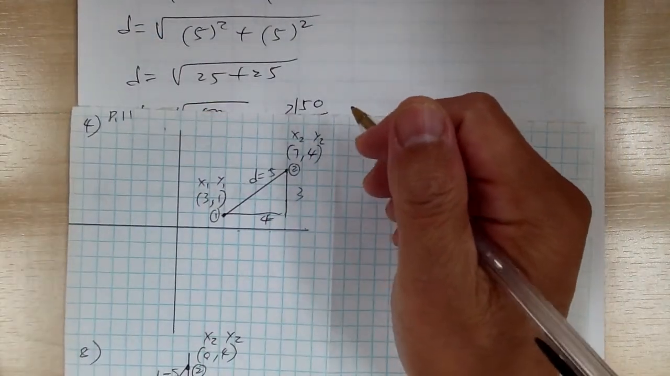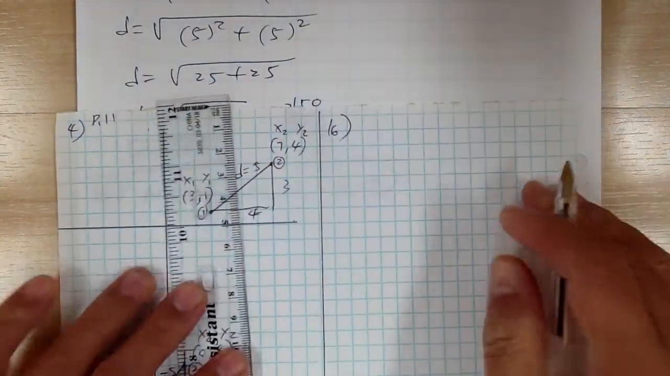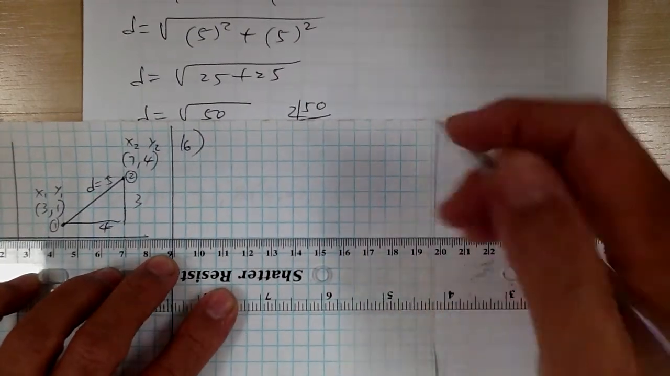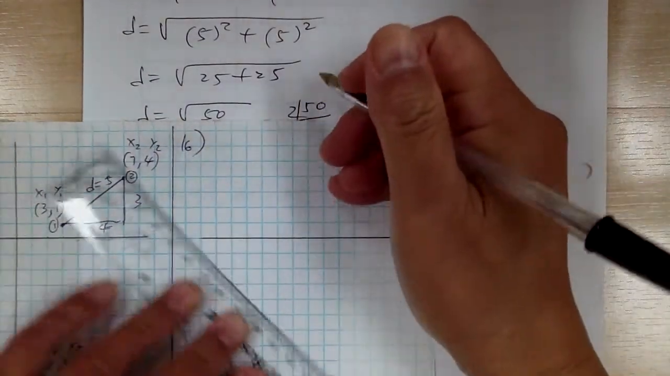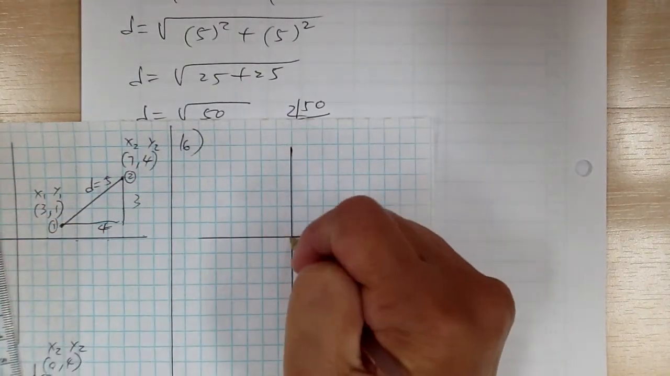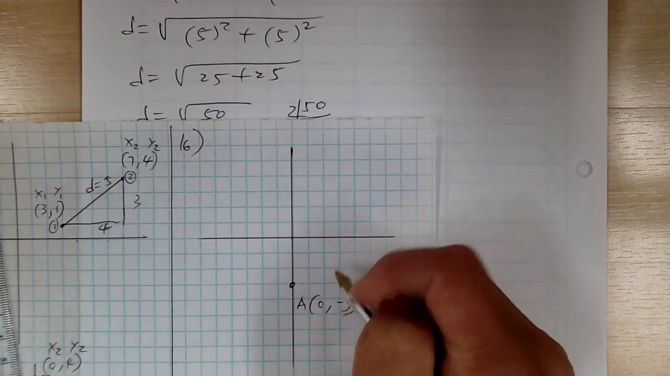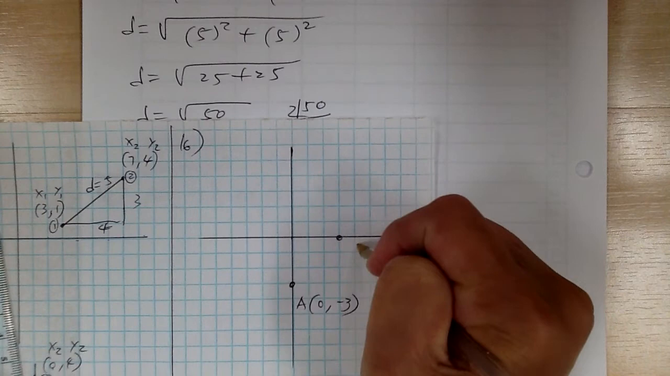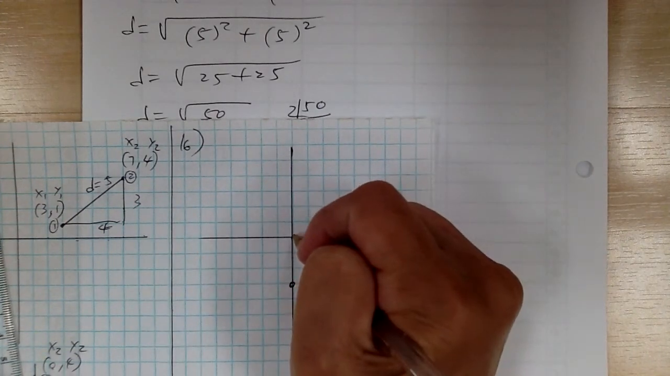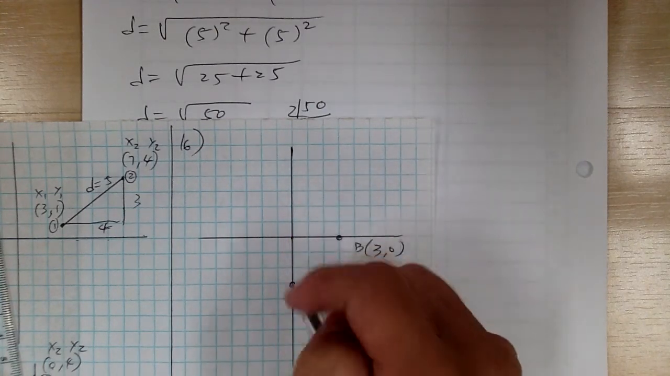Okay, so I'm going to sketch this. So point A is 0, negative 3. Point B is 3, 0. Point C is 0, negative 4.